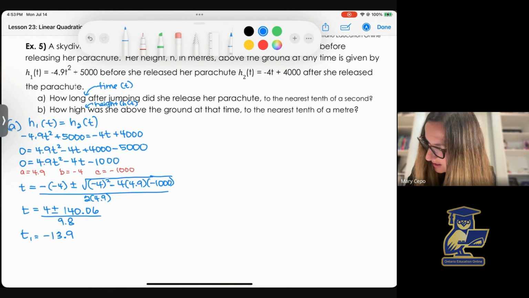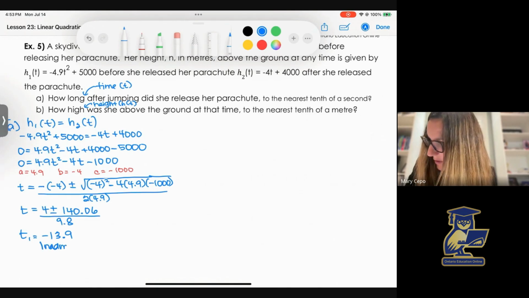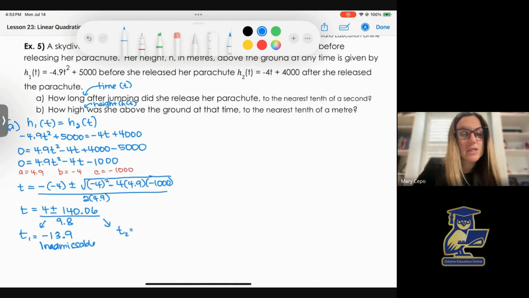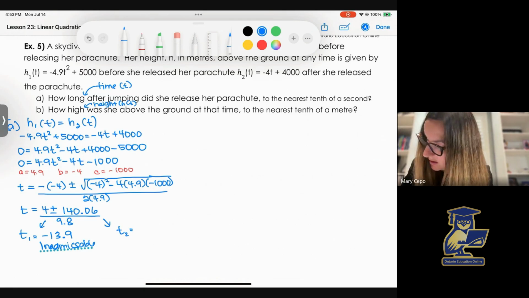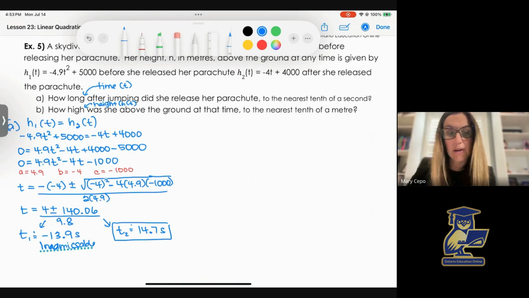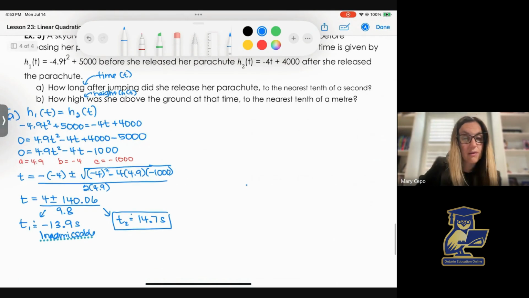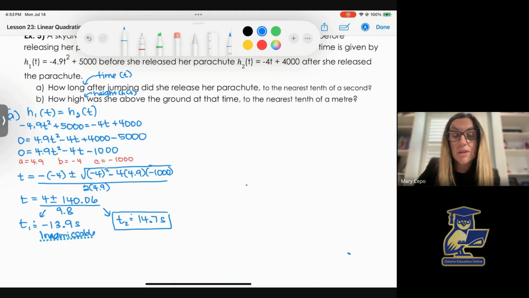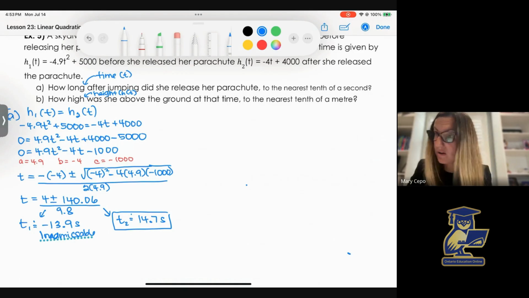So this is called inadmissible. It means it doesn't apply to our problem. Or we can have t2, where we take 4 plus 140.06 and divide that by 9.8, and we would get about 14.7 seconds. Remember, sometimes when we solve a quadratic equation using the formula, and even factoring, one of the values might not be something we can use. That's what inadmissible means. We can't apply it to our problem because you can't have negative time.